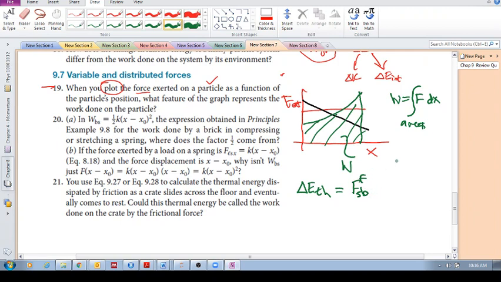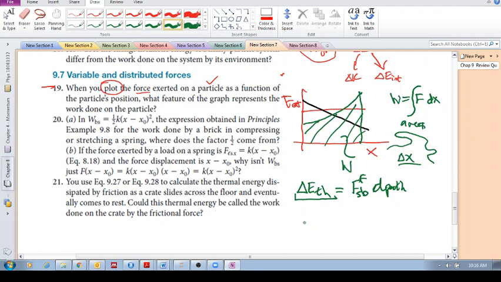Anyways, it's the friction force between the crate and the floor, multiplied by d path, which is the total distance. Remember, the idea is still the same as a delta x, but we're looking at the total path that this guy travels. So the change in the thermal energy is equal to the friction force multiplied by the path that it travels. Could this thermal energy be called the work done on the crate by the frictional force?